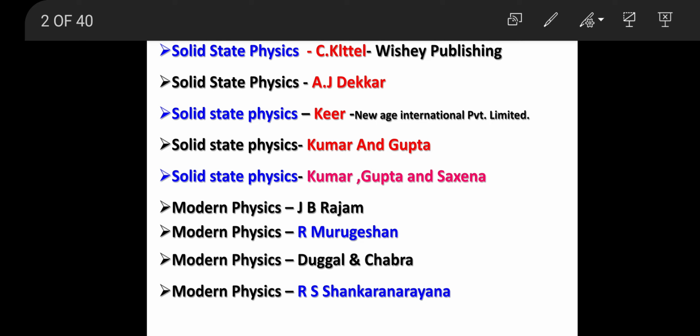But in general, to accommodate all the topics of your sixth semester as well as fifth semester, there are books with the title Modern Physics. Modern Physics by J.B. Rajan is also a very good book, and R. Murugesan, that's the most popular book, and Modern Physics by Dugal and Chabra, as well as R.S. Shankar Narayan. Apart from this, Modern Physics by Saigal Chopra is also there.